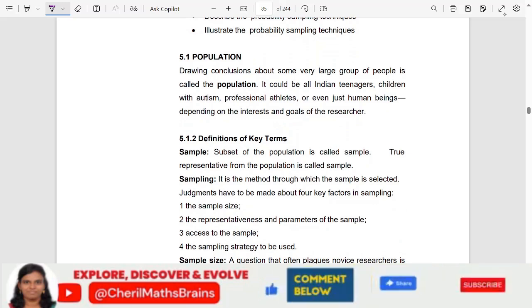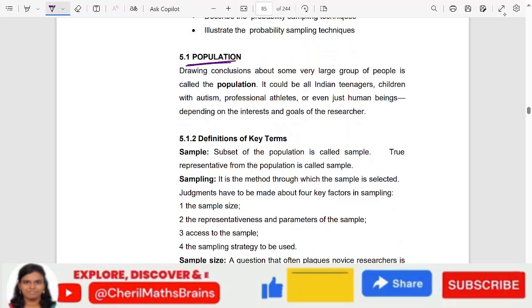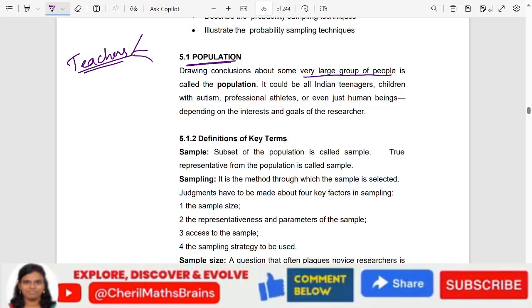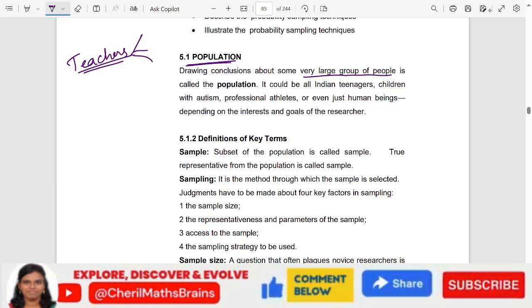Now getting into population. So we need to know what is population. Population is the large group of people. So the very large group of people is going to be the population. If I'm going to talk about all the teachers, that is going to be the population. So teachers you can still categorize. How you are going to categorize? How you are going to select from the entire group of teachers? All that we'll be seeing in the upcoming topics.